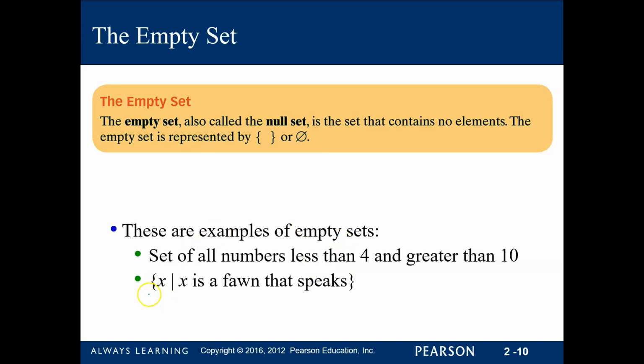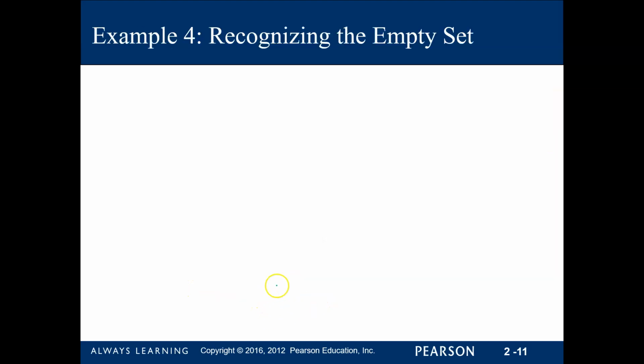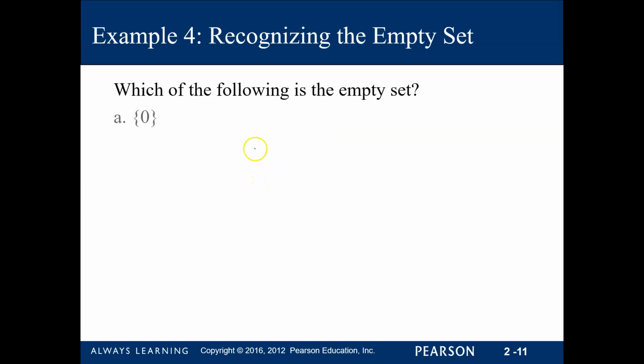And then, of course, we have a set builder notation here. We have x, the set of all elements x such that x is a fawn that speaks. No fawn can speak. Okay, so let's have some examples and try to see if we are able to recognize our empty sets. Is this an empty set? If you can see, you have your braces and there is something inside those braces. So this is not an empty set because you have one element in here.